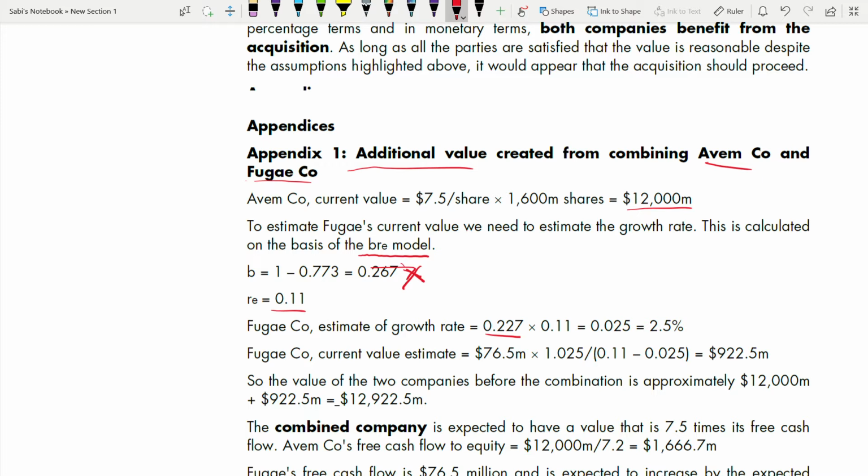So this is the growth, b into RE. So this is b, RE is 11% and this is your growth rate. You need your growth rate. Your free cash flow to equity for Fugai has been given at this. Increase this by the growth rate, and since this is free cash flow to equity, you are not using WACC, cost of equity only, you are using 11% minus the growth. So this is your value of Fugai. You have got the value of the two companies separately now. So the value of the two companies before the combination is approximately the addition of these two companies.